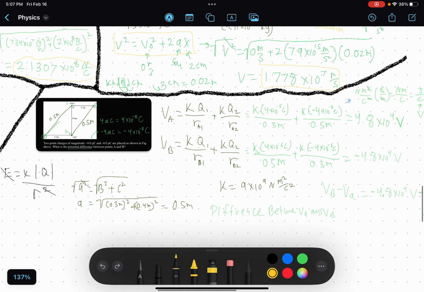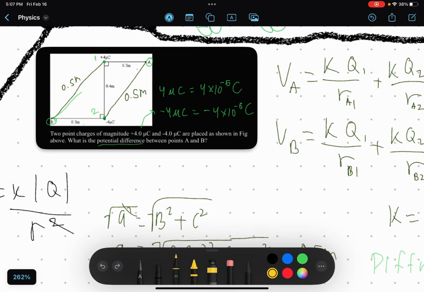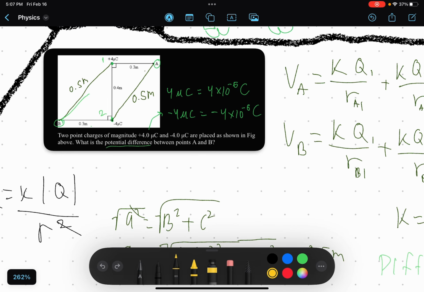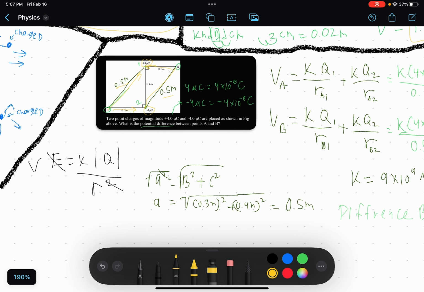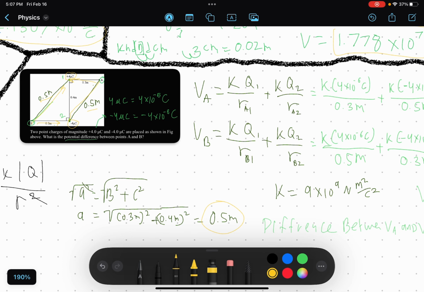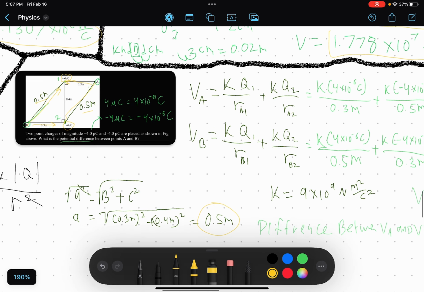And then the third problem that we did had 2 point charges with different magnitudes. Well, same magnitude, different charges, basically. We also calculated the hypotenuse length here because we're looking at the distance from A to this point and A to this point and B to that point and B to that point. We just calculate the hypotenuse using the Pythagorean theorem. And we're using the voltage because that's an electric potential difference. So these are the two equations.